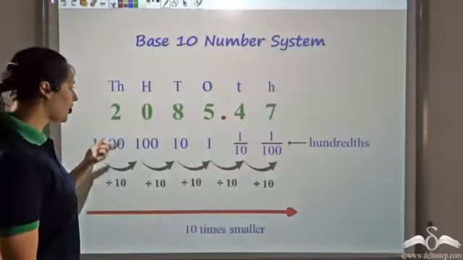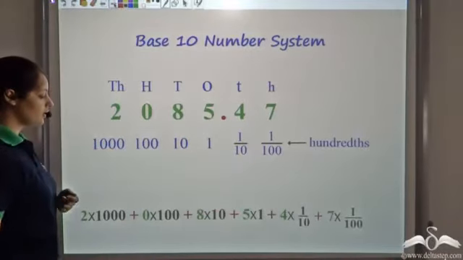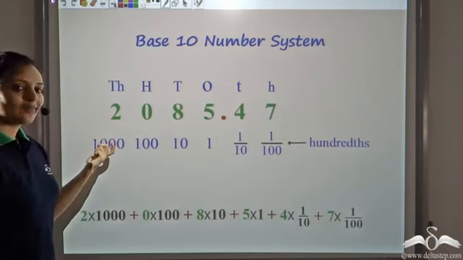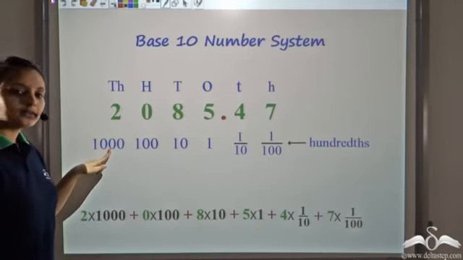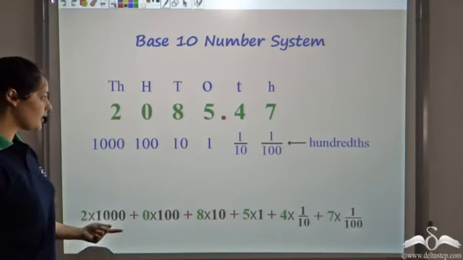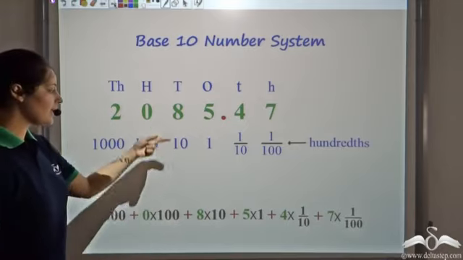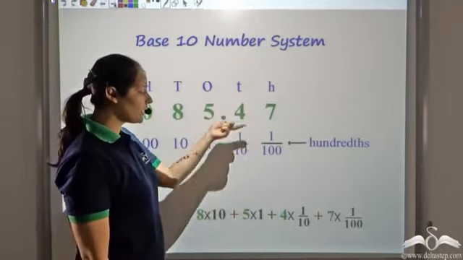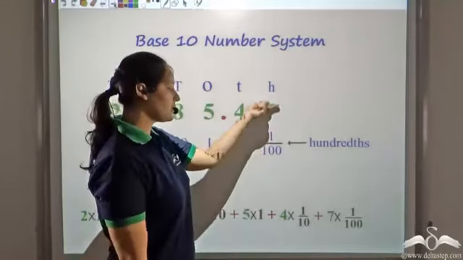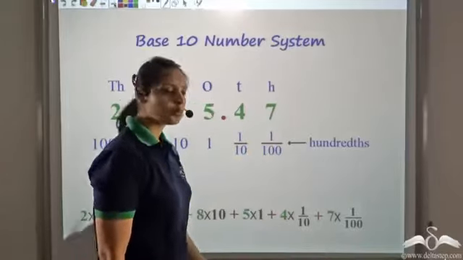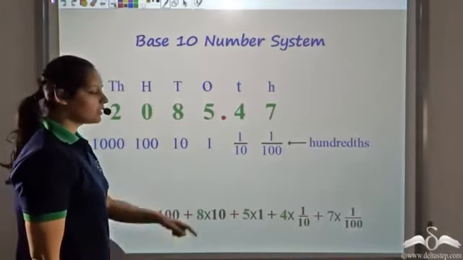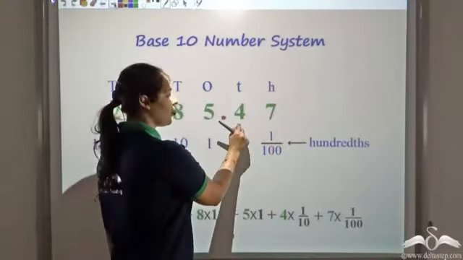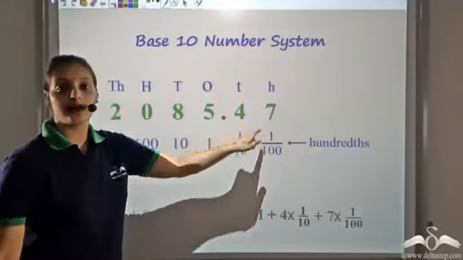So this is 2085.47. And we can expand this number also. We can write this number as the sum of digits times their column multipliers. So this is 2 times 1000 plus 0 times 100 plus 8 times 10 plus 5 times 1 plus 4 times 1 by 10 plus 7 times 1 by 100. So this is what I get. All I've done is, to denote these hundredths, I've added one more decimal place after tenths, which indicates hundredths now.